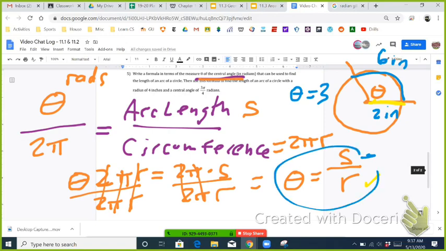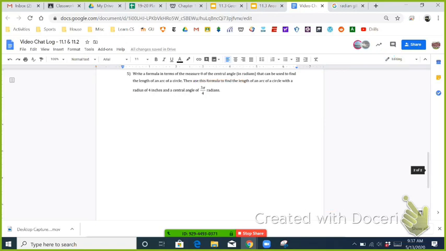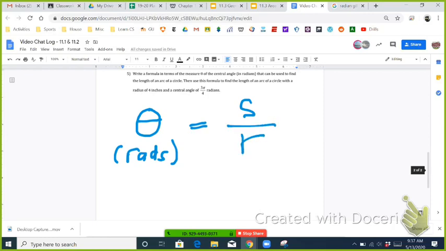So we're going to use this formula now to finish the question. And the question says, use this formula to find the length of an arc of a circle with a radius of 4 inches and a central angle measure of 3 pi over 4 radians. Alright, so theta, remember that has to be in radians, so that's the central angle in radians, equals s, the arc length, over r. So we know that the central angle is 3 pi over 4 radians, so I'll plug that in there. And the length of the arc is what we're looking for, and we know the radius is 4.